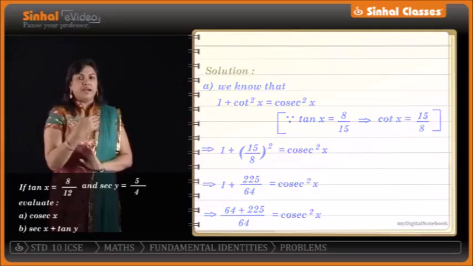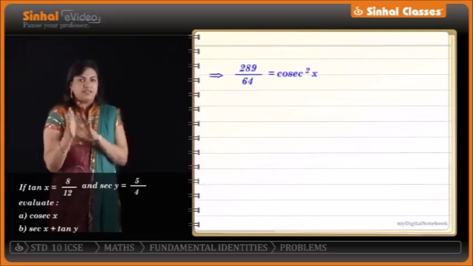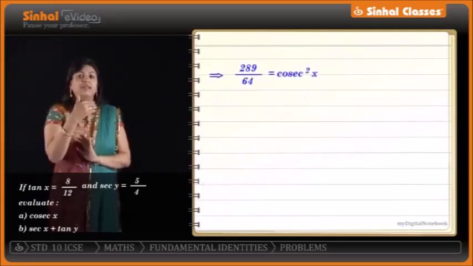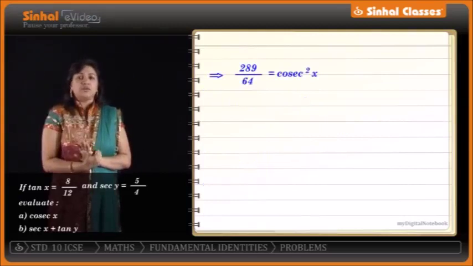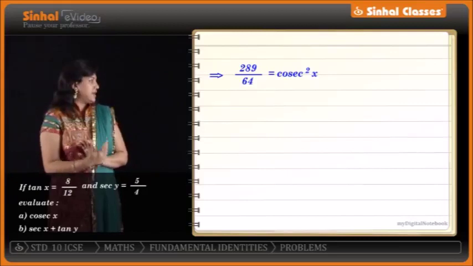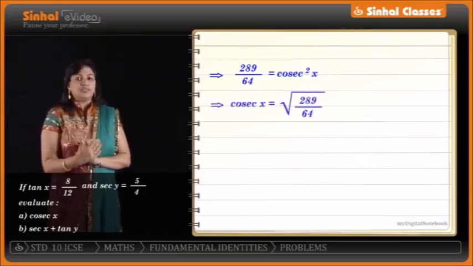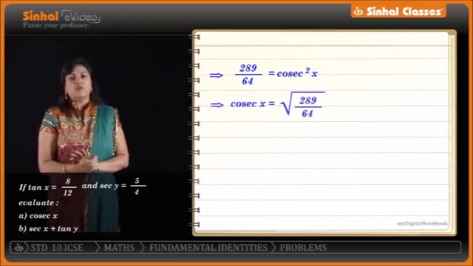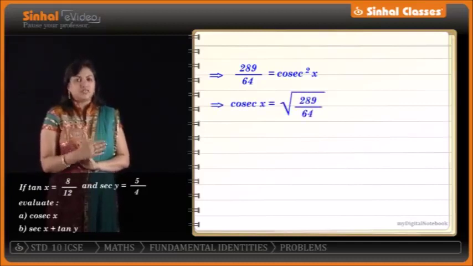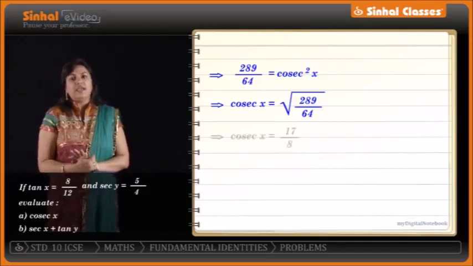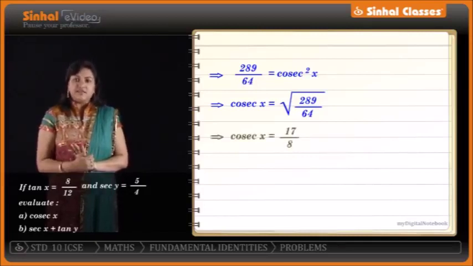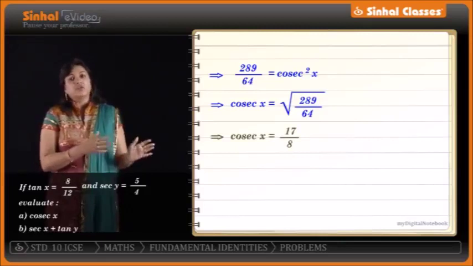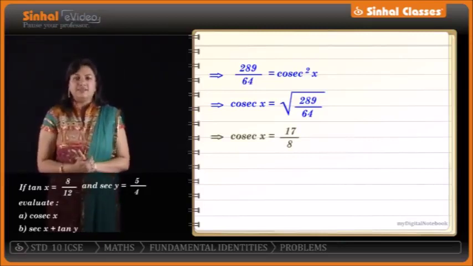Now 289 upon 64 is the same RHS. Now we have cosec square x in RHS. We take the root on both the sides to get root of 289 upon 64 is equal to cosec x. That is, cosec x is equal to 17 upon 8. We discard the negative value here because cosec cannot be negative.